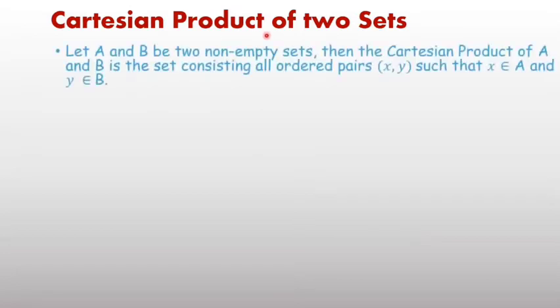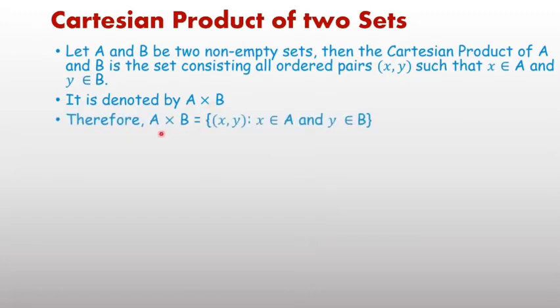Now next, Cartesian product of two sets. If A and B are two non-empty sets, then the Cartesian product of A and B is the set containing all ordered pairs (x, y) such that x belongs to A and y belongs to B. The Cartesian product of two sets is denoted by A cross B. We can define it as A × B = {(x, y)}, all ordered pairs such that x belongs to A and y belongs to B.